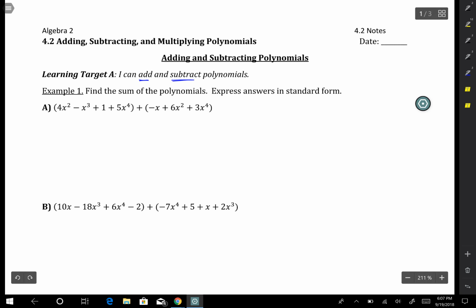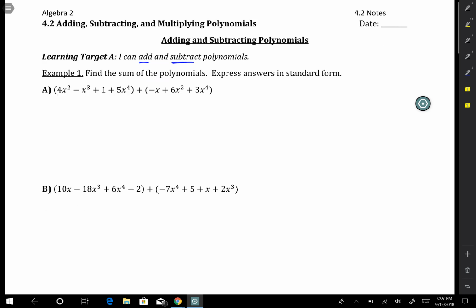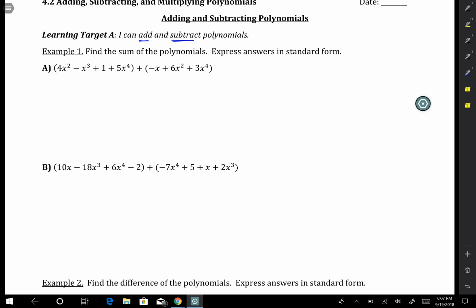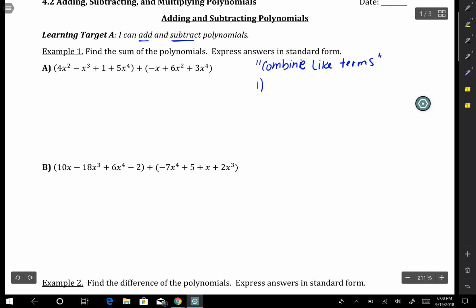Our first example is find the sum of the polynomials, express answers in standard form. So obviously we know that when we're finding the sum, we are adding. So when we're adding polynomials, really we're just combining like terms. But we do want our answer in standard form, so I would suggest starting by putting the polynomials in standard form if they are not already.